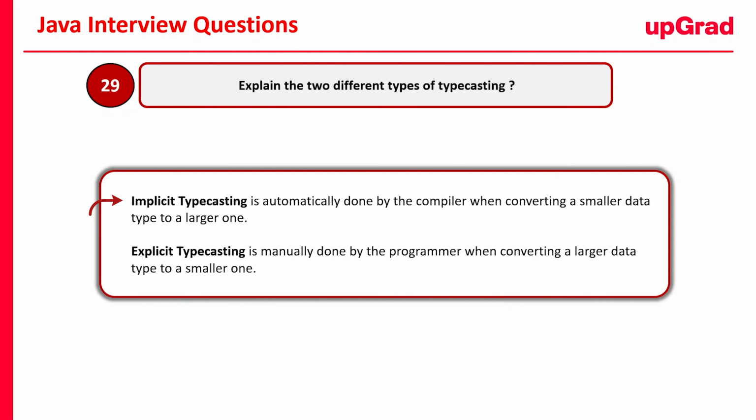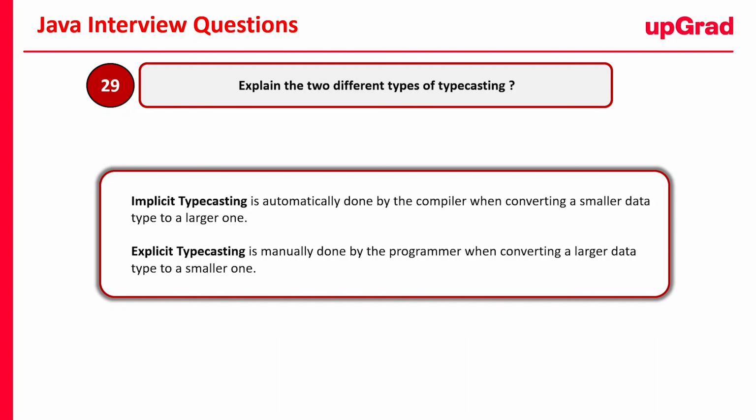One is implicit typecasting. This is automatically done by the compiler when converting a smaller data type to a larger one. For example, int to long. It's safe and doesn't result in data loss. Second one is explicit typecasting. So this is manually done by the programmer when converting a larger data type to a smaller one, for example double to int. It can lead to data loss if the value doesn't fit in the smaller type. Alright, so these were the two types of typecasting. This was question number 29.